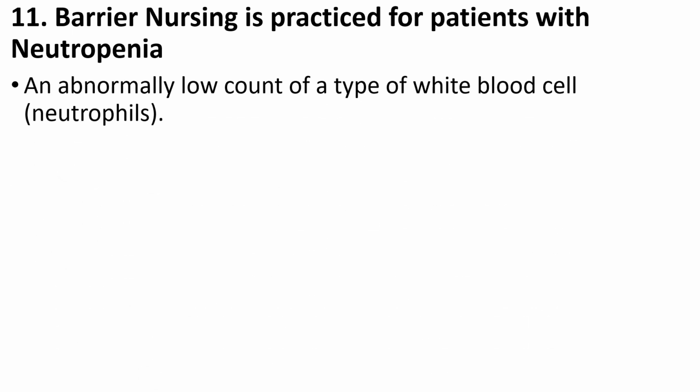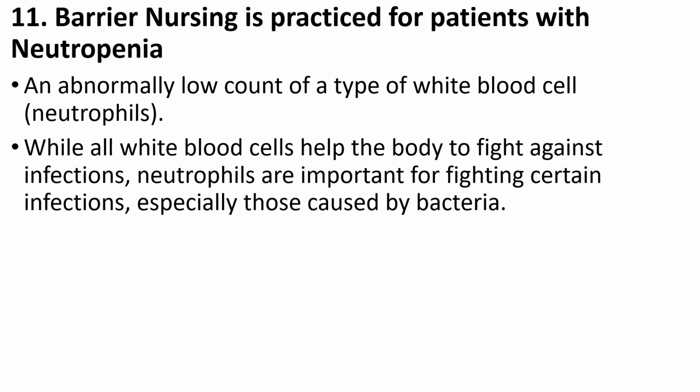So next one is barrier nursing is practiced for patients with neutropenia. So what is neutropenia? Neutropenia is an abnormally low count of a type of white blood cells, that is neutrophils. There are many white blood cells. Among them, one of them is known as neutrophils, and its deficiency or its abnormally low count we call it as neutropenia.